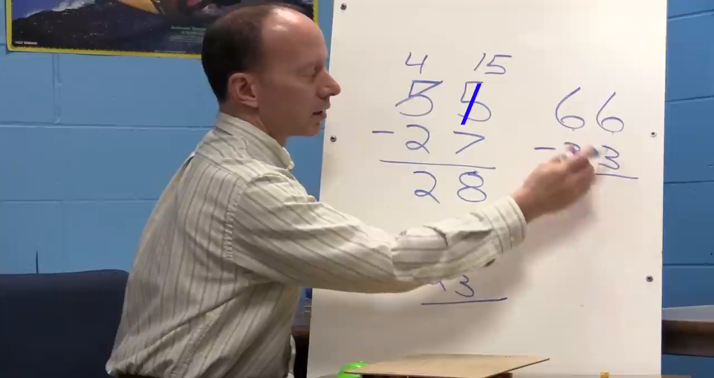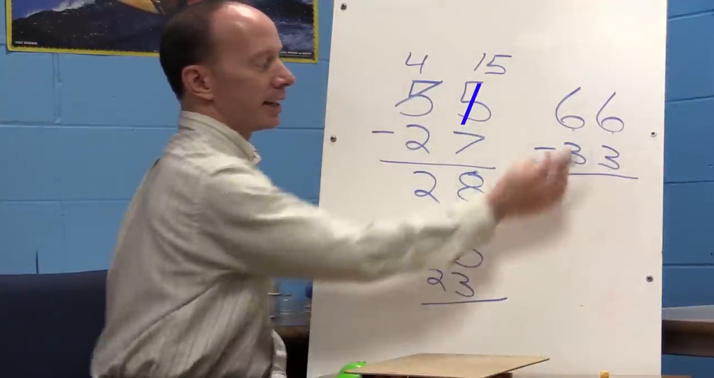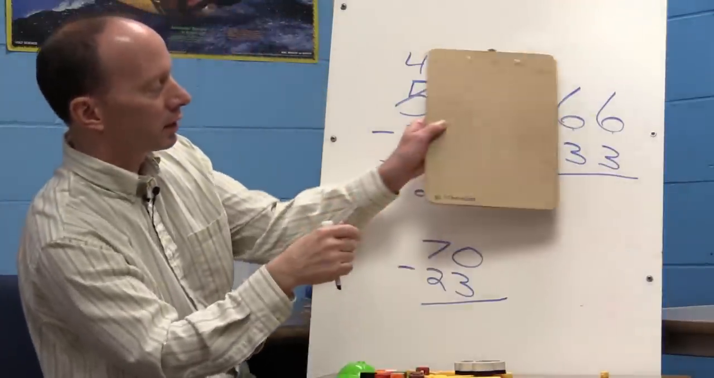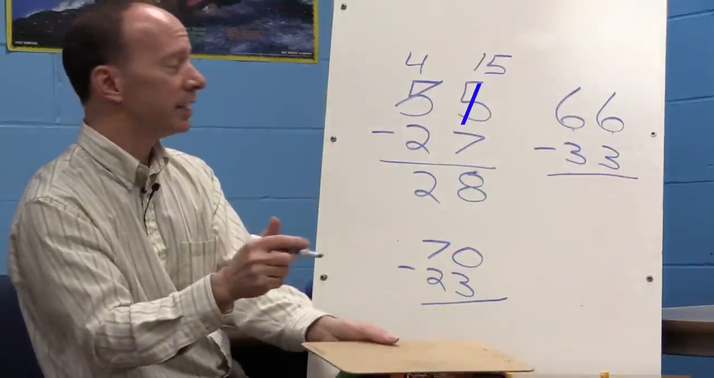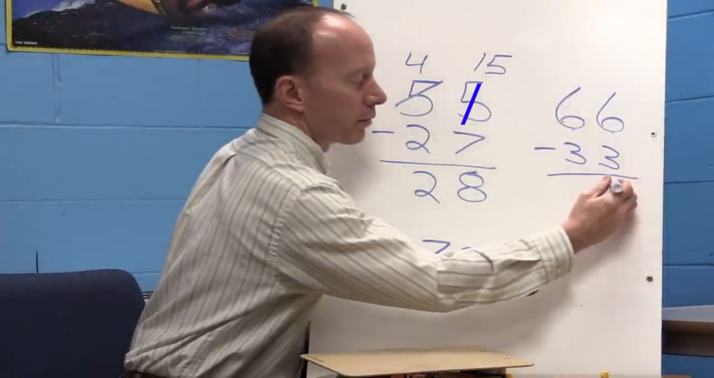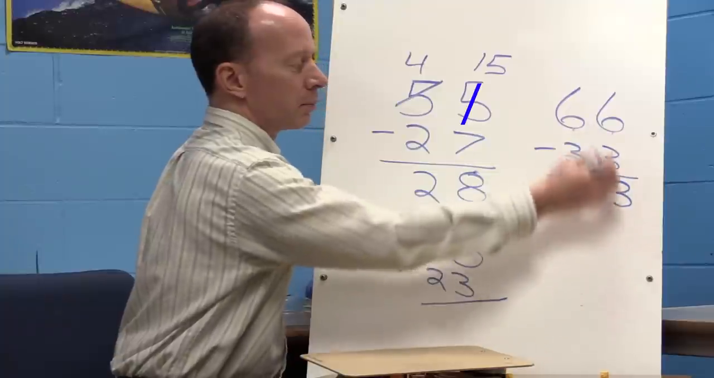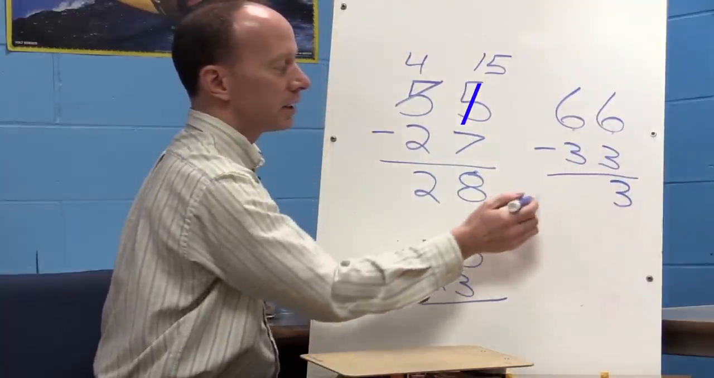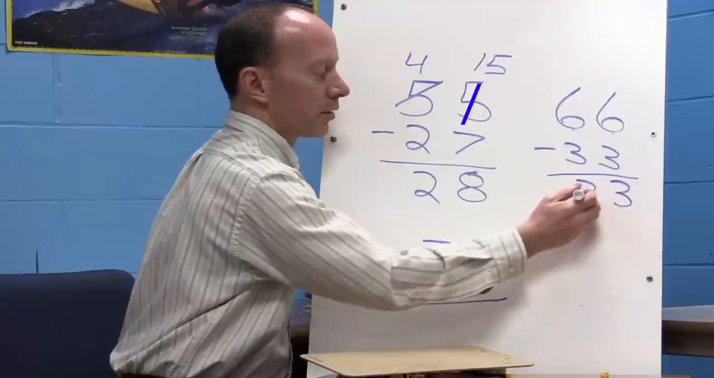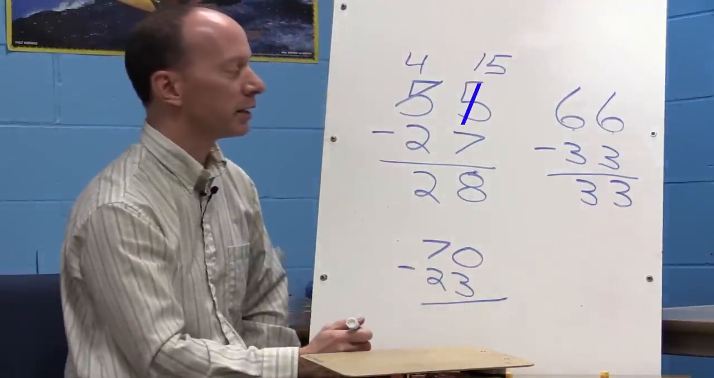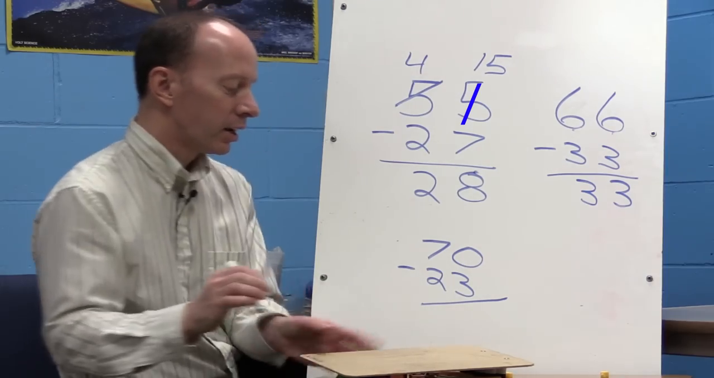All right, 6 minus 3. That number on the top, looking bigger than the number on the bottom, do not need to regroup. So 3, make sure you line these up, put the 1s in the 1s place, the 10s in the 10s place. 6 minus 3 over on that side, another 3. 33, 66 minus 33 is 33.